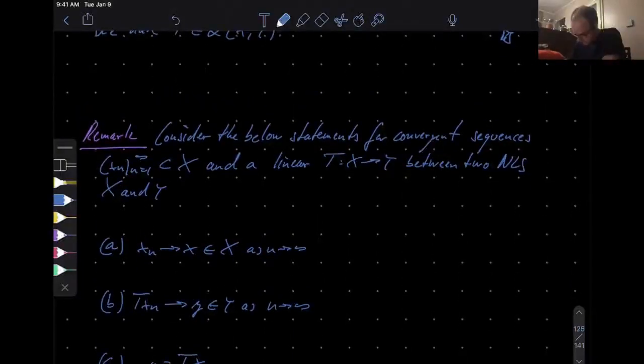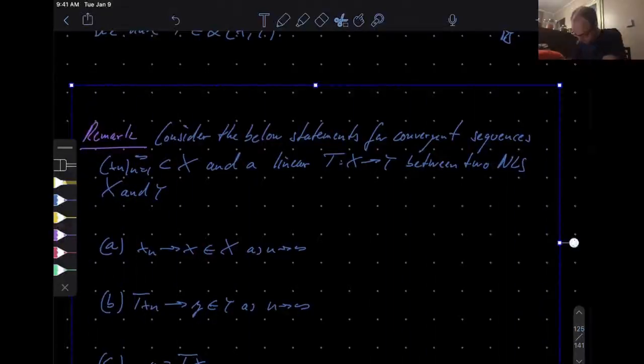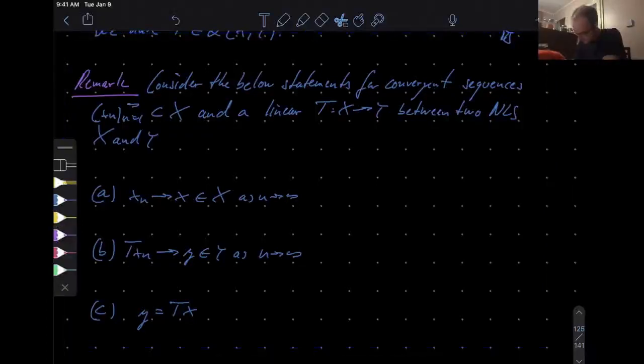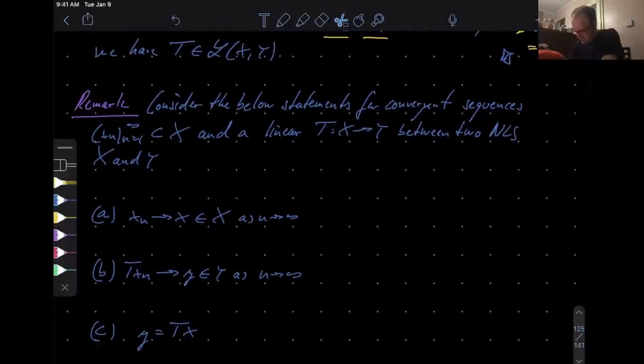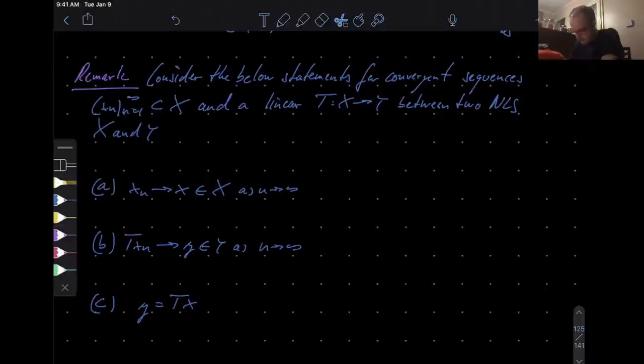So to deal with this application, I prepared here a short remark. Let me move this upstairs. Okay. So consider the below statements for convergent sequences x and a linear map between two normed linear spaces. Here are three statements. The first statement, the sequence x_n converges to x, an element in capital X. Then second statement, the image sequence converges to some element y in the target space Y. And then the third one, y is actually the image of x under T.